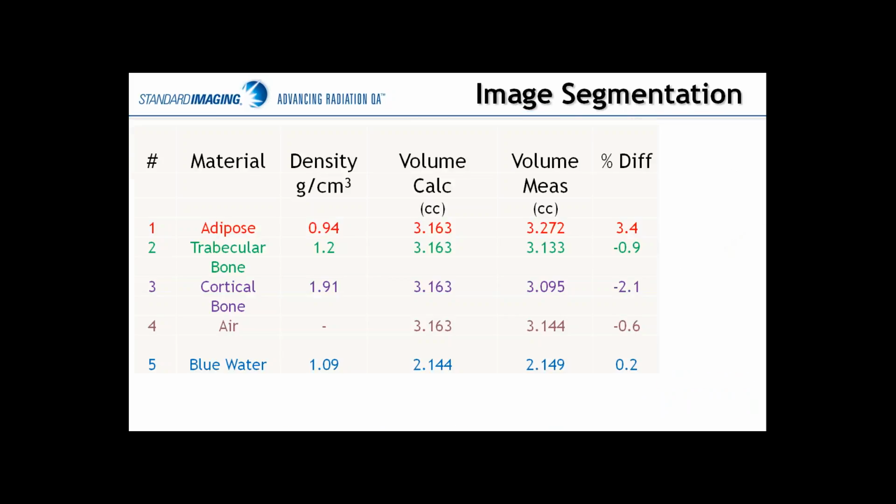So we can also look at image segmentation, so comparing known volumes with volumes that are measured on a CT or MRI image using that same electron density insert. Here we have a table comparing our measured and calculated volumes for each of those ROIs, and within about 3% is what we would like to be.